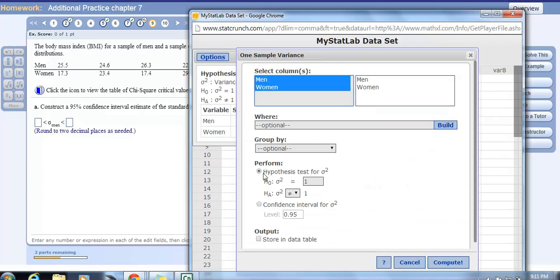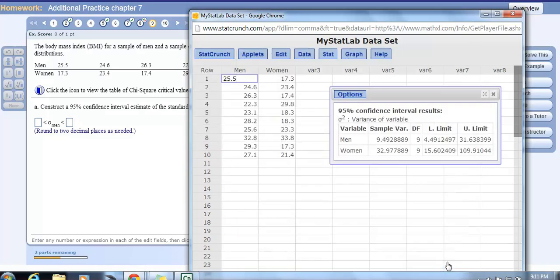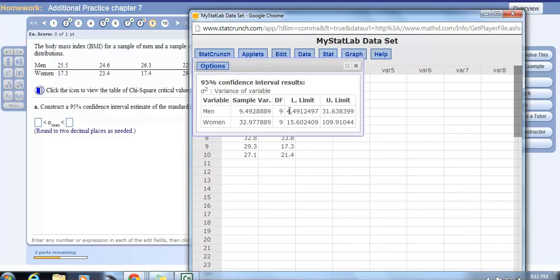Now you'll notice I accidentally forgot to click confidence interval, which is another mistake students are frequently doing. They get these results, and they go, what's a hypothesis test? Make sure you click confidence interval, and now we're looking at results for the population variance, and again, we're going to have to take square roots.